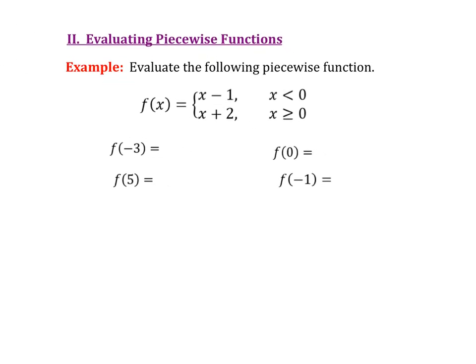I'm going to go ahead and color code these two. So we have two function rules. We're going to follow the rule x minus 1 if our x value is less than 0, basically any negative number. And then we're going to follow the rule x plus 2 if our x value, our input, is greater than or equal to 0. So for all of these values here, I'm going to follow one of these two rules based on my x value, based on the input.